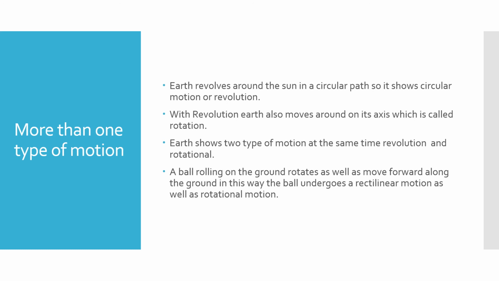A ball rolling on the ground also shows two kinds of motion. How? It undergoes a rectilinear motion as well as rotational motion.